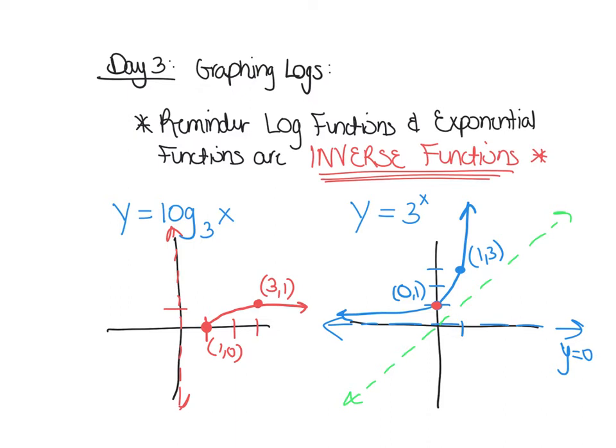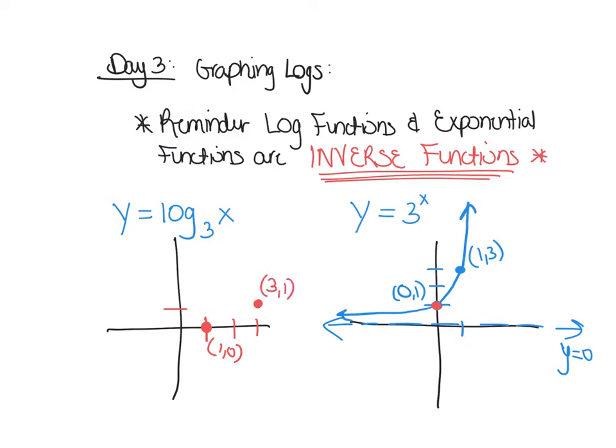So notice the main point on 3 to the x is (0, 1), right? So on our log base 3 of x, our main point is going to be (1, 0). This point is on every single parent log function, just like (0, 1) is on every single parent exponential function. (1, 0), and then because it's base 3, instead of being (1, 3), it'll be (3, 1). And that's your second main point. That will be your (base, 1). So in this case, it's (3, 1).